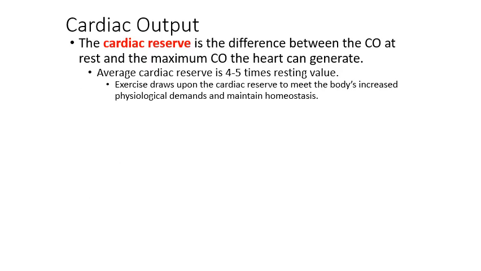Okay, and then this concept of cardiac reserve. Cardiac reserve is the difference between your cardiac output at rest and your maximum cardiac output when you're doing the absolute most. So your cardiac output when you're just sitting on the couch and not doing anything, versus the cardiac output that your heart is capable of if you're running a race or doing maximum exercise effort. That cardiac reserve is the difference between those two numbers, and usually the reserve is about 4 to 5 times the resting value. So your cardiac output can increase dramatically depending on what's going on in your environment.